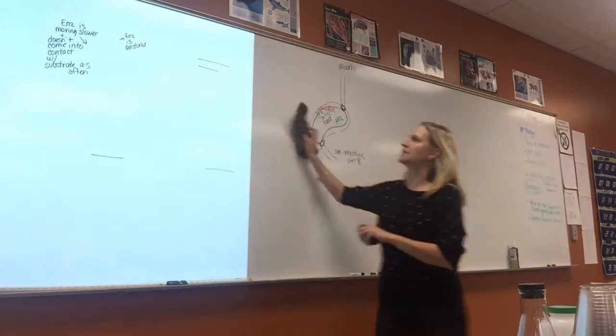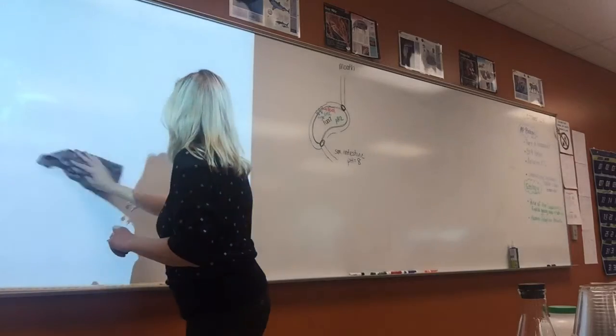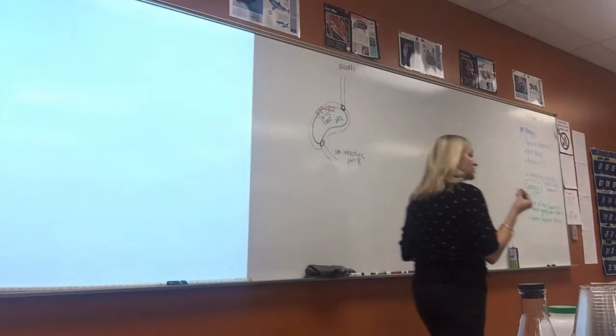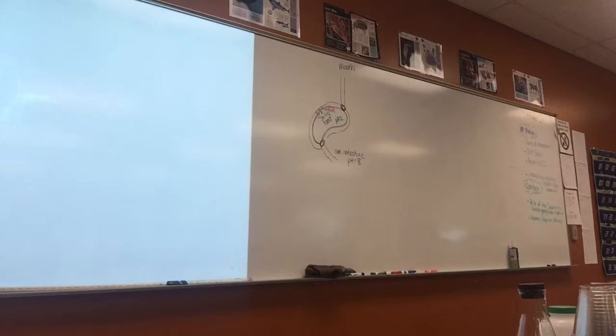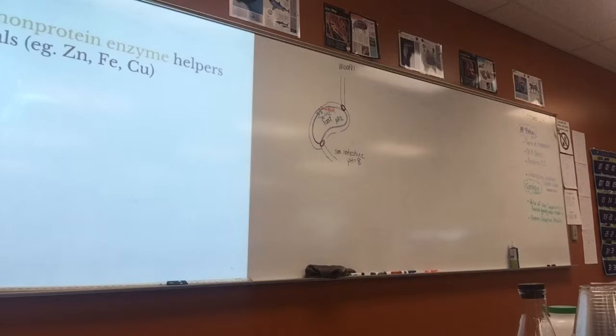Some other things that can affect how our enzymes work are called cofactors. Co in front of something means they're going to work together, so it's going to work together with an enzyme. Some enzymes need other molecules to work properly. A cofactor is a non-protein enzyme helper, such as minerals like zinc, iron, and copper. So we have some enzymes that don't work properly unless you have a proper amount of these minerals in our diet. There are certain enzymes that will not have the right shape unless zinc is present or iron is present, and so on.